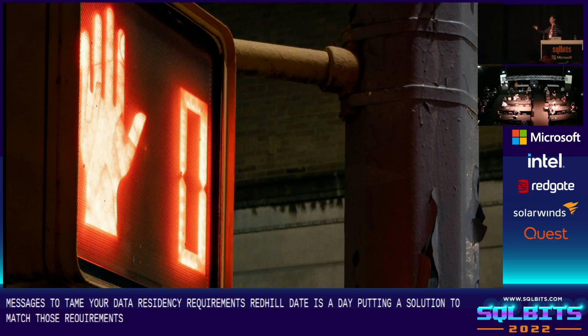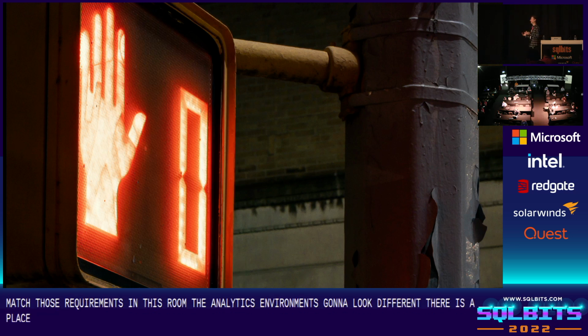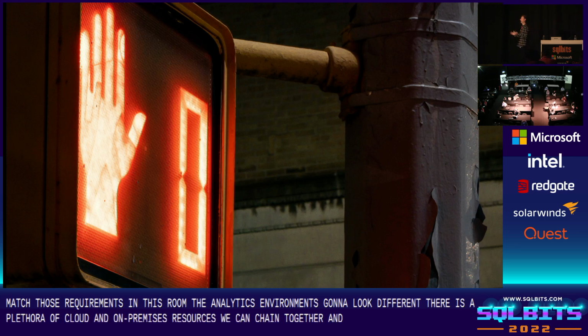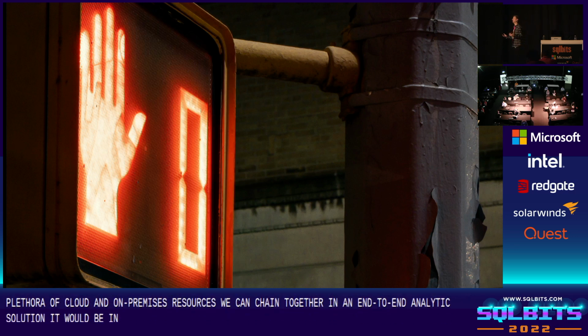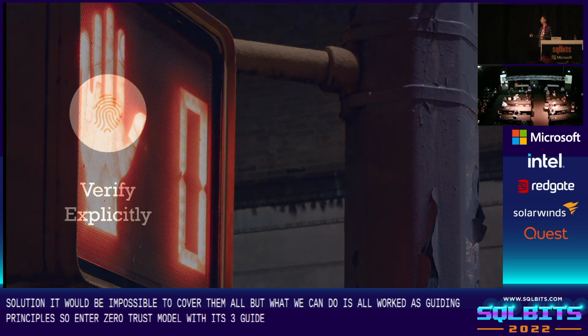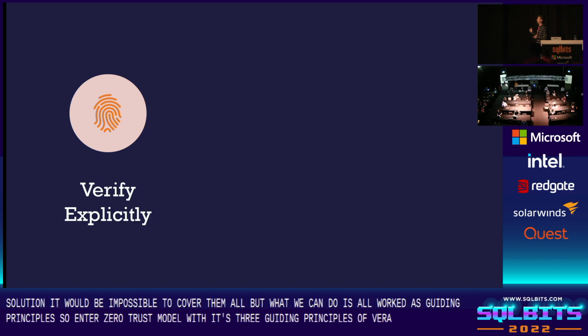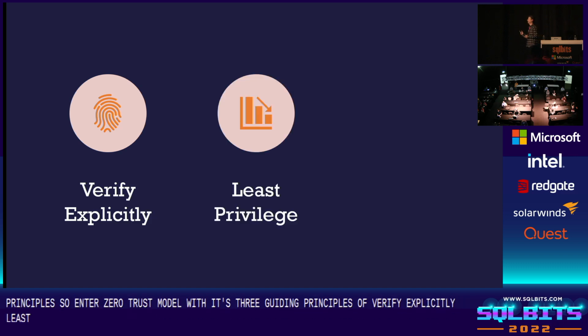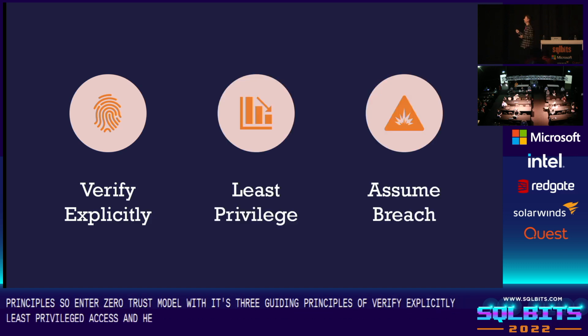Everyone in this room, their analytics environment is going to look different. There is a plethora of cloud and on-premises resources we can chain together in an end-to-end analytics solution. It would be impossible to cover them all. But what we can do is all work to some guiding principles. So enter the zero trust model with its 3 guiding principles of verify explicitly, least privilege access, and assume breach. What do we mean by these?